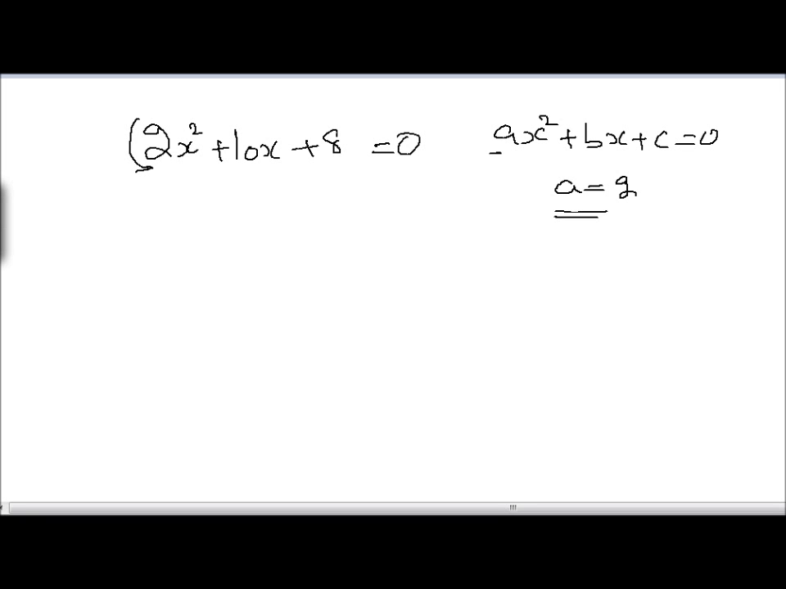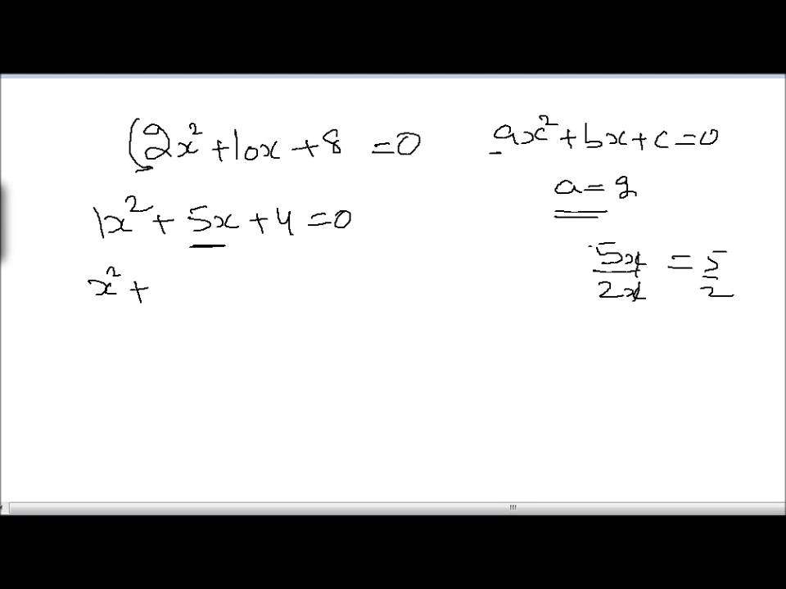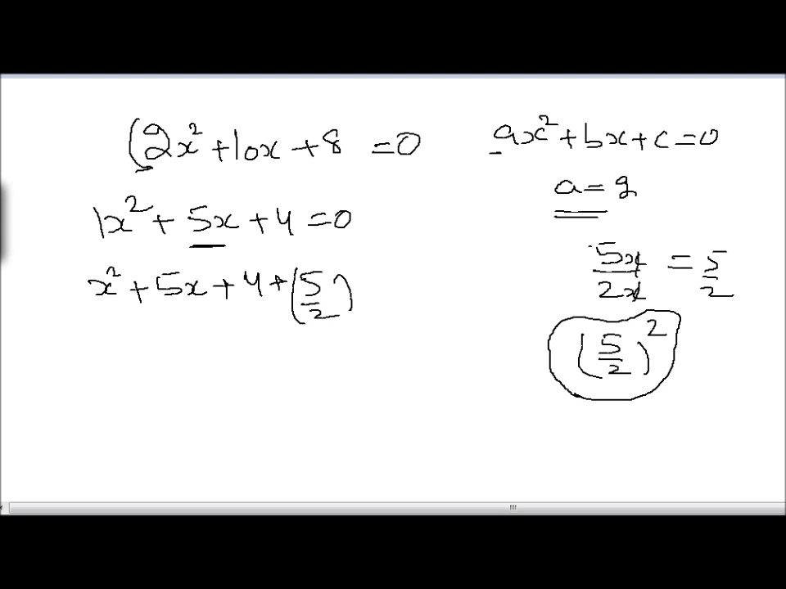So if we divide the whole equation by 2, we get x square plus 5x plus 4 is equal to 0. Now we have the value of a here, which is 1. So now we can follow the same process of completing the square. In order to complete the square, we focus on this middle term, which is 5x, and we divide this 5x by 2x, we get 5 by 2. And now we take care of this 5 by 2, and now we add and subtract this constant term from the real equation, and it doesn't make any difference to the real equation.